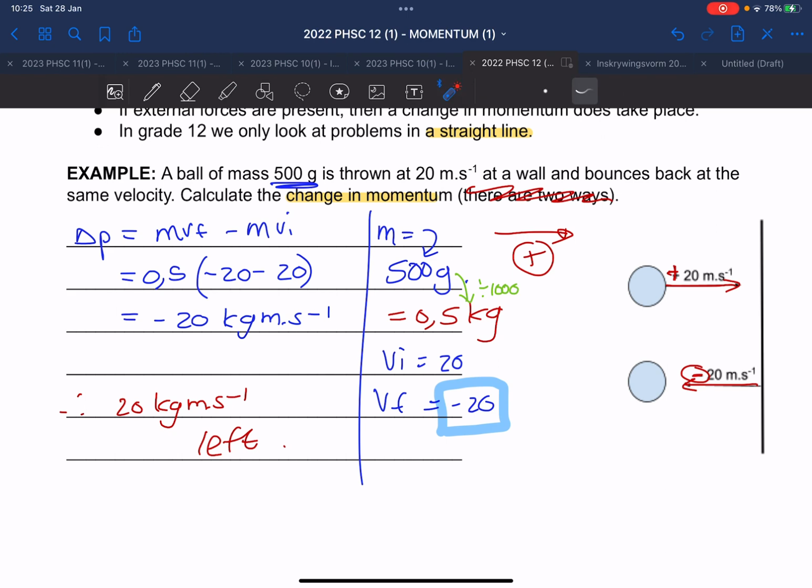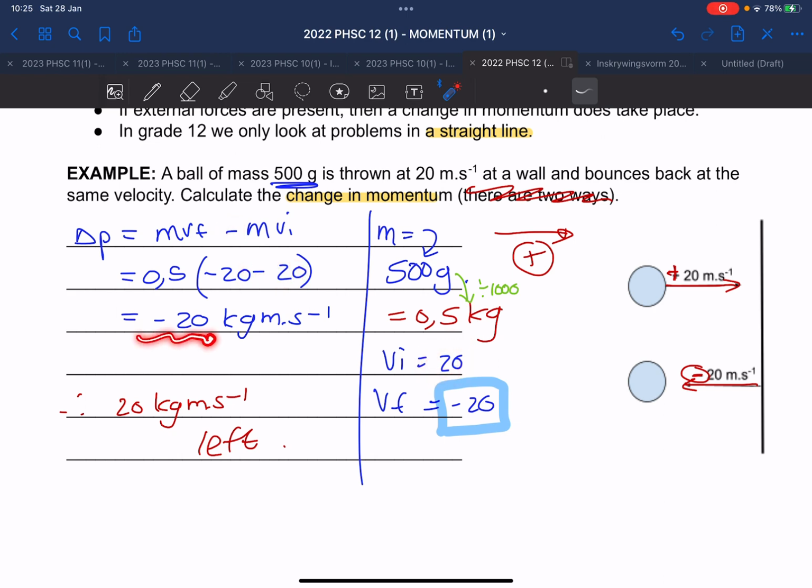So if we go to our formula, the change in momentum is the final momentum minus the initial momentum. So it's 0.5. I just took out the mass because it's a common factor. The final velocity is negative 20, and the initial velocity is 20. So minus 20, and you get negative 20.